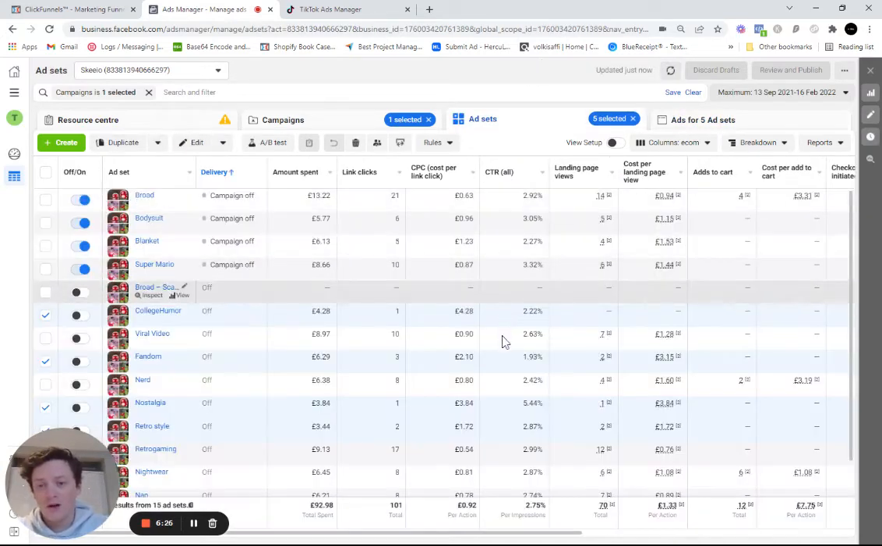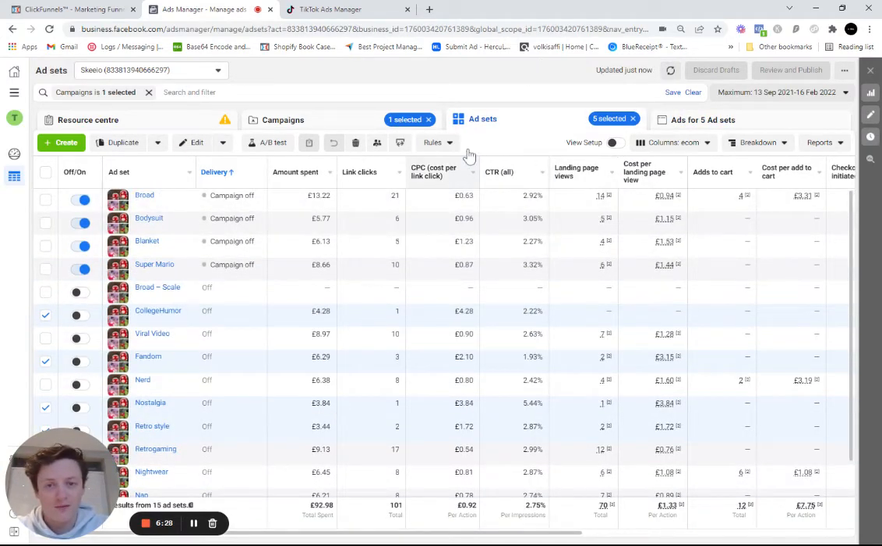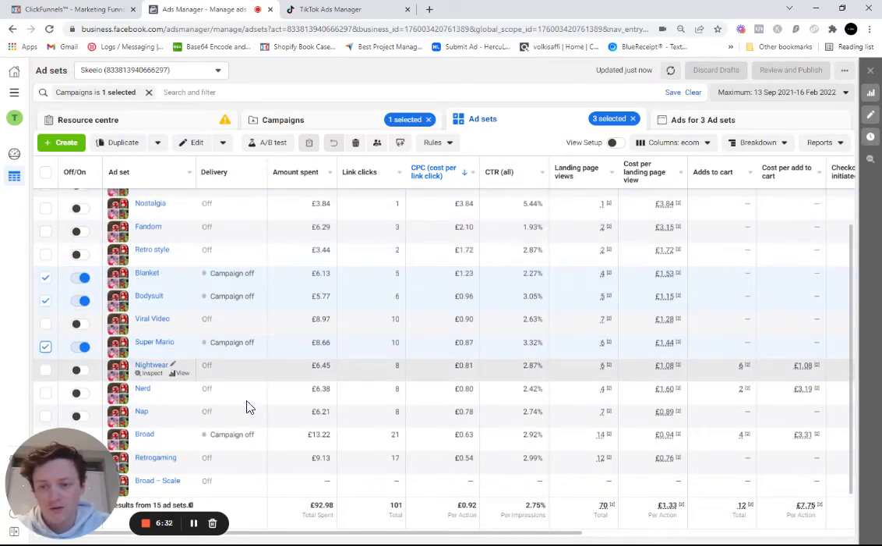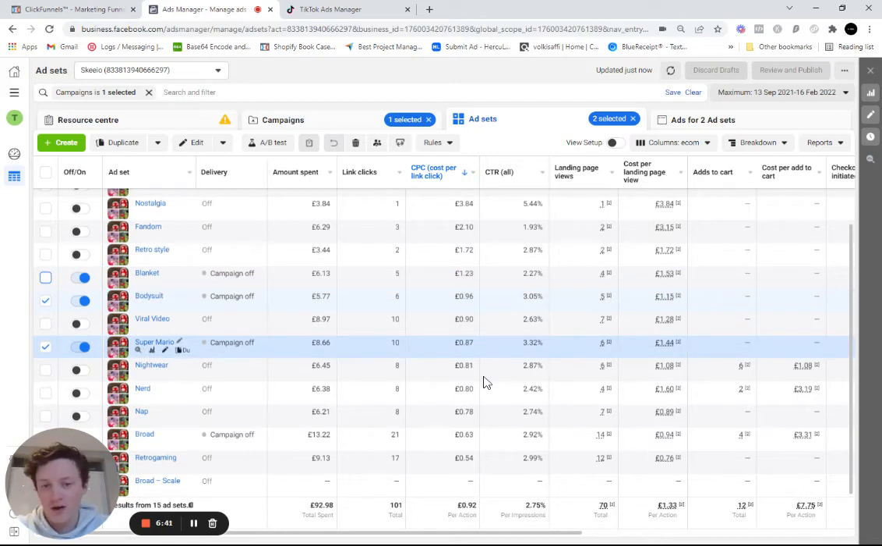Now, if we look at some of the other ones that then started to do okay, so if we filter by cost per click again, come down here. So these three audiences here, we'll look at these. £1.23, 96 pence and 87 pence. So excluding this blanket audience, these were doing okay cost per click. I know I can get those down.